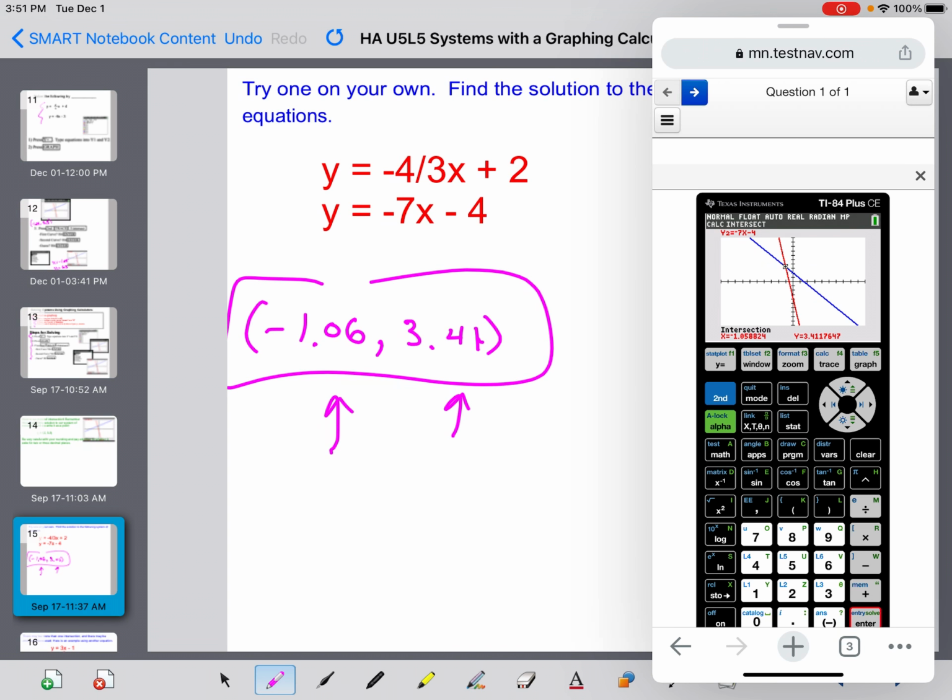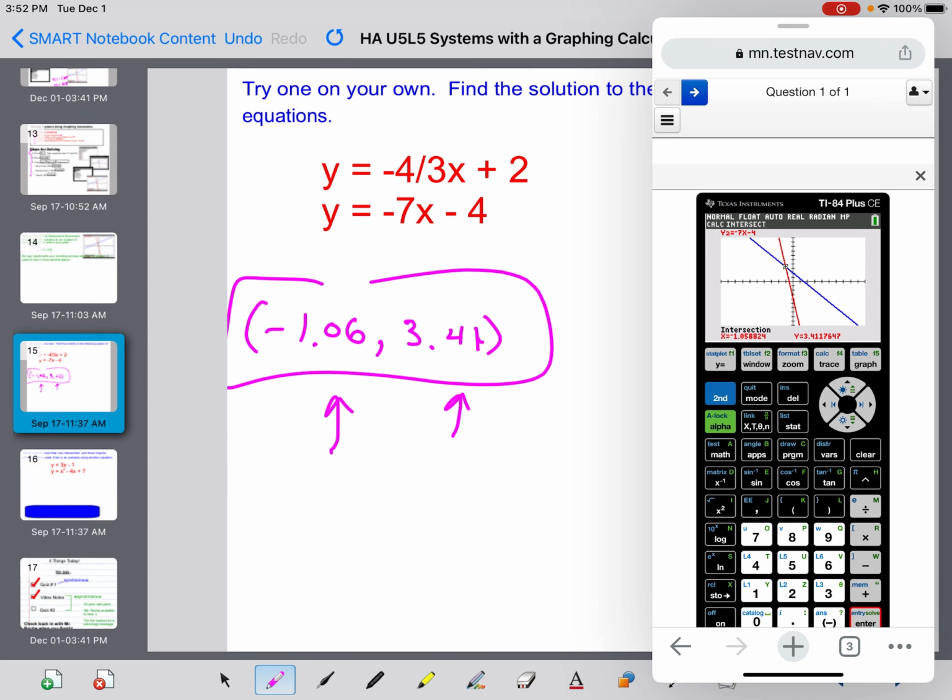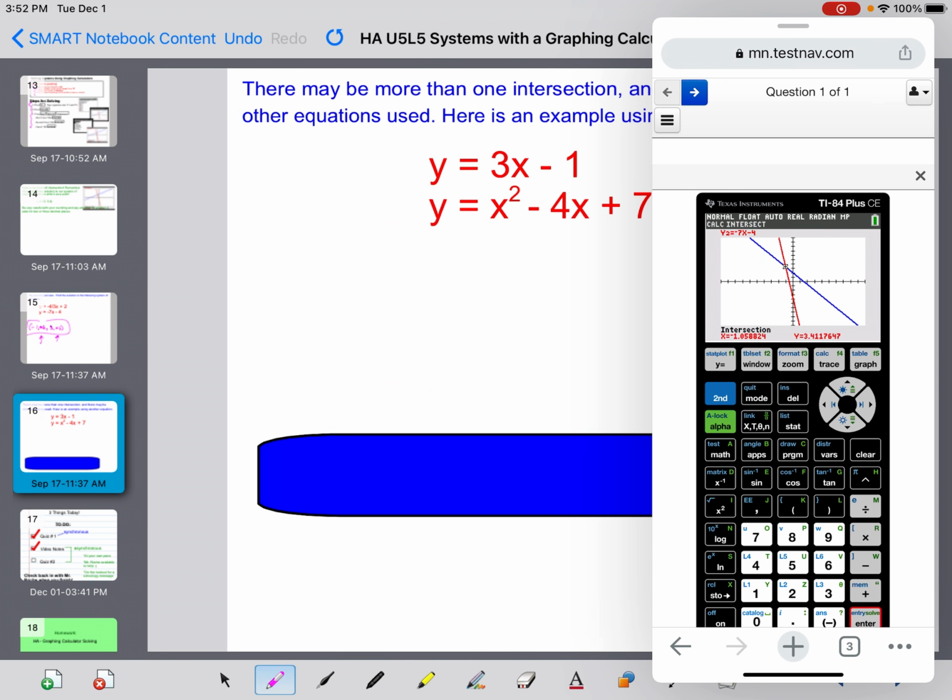Again, really nice if you get a nasty decimal for your intersection like this. That would not be super fun to solve by substitution or by elimination or by graphing in general, or if you just want to check your answers as well. I do have one more example for you to go through, and that is when we have multiple intersections.